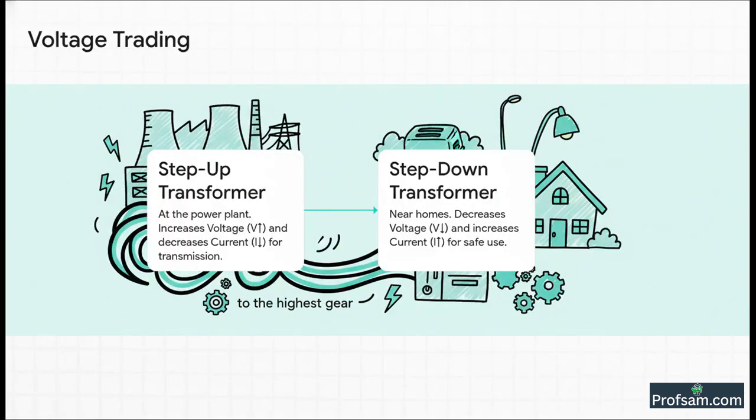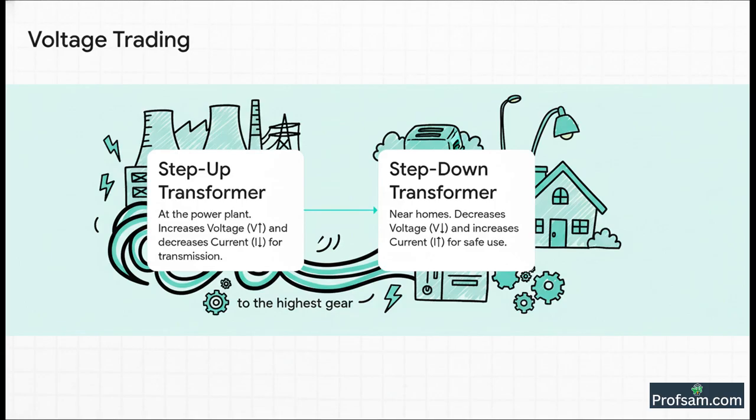So at the power station, they use what's called a step-up transformer. This is like shifting your bike to the highest gear. You crank up the voltage to thousands, even lakhs of volts, which automatically brings the current way down. This is perfect for long-distance travel with minimum loss.